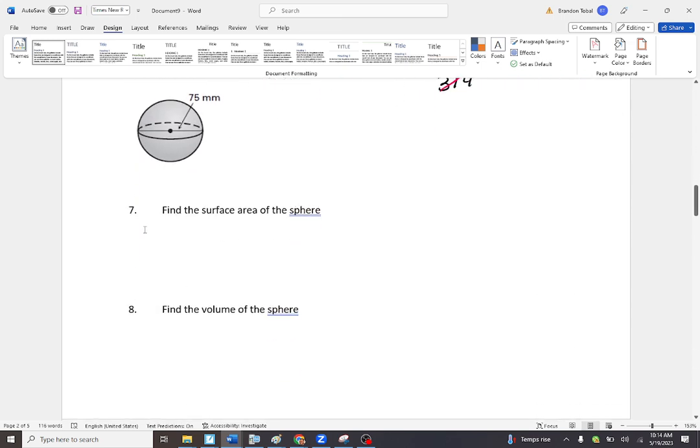All right, spheres. The surface area for a sphere is 4 pi r squared. So we're just going to type that in our calculator.